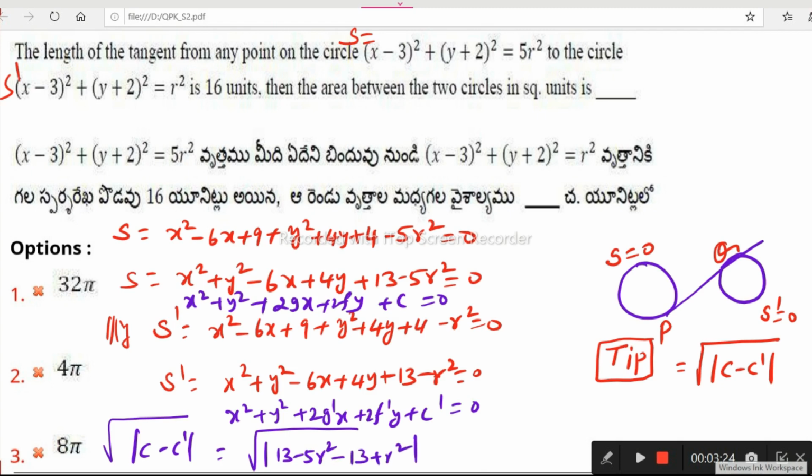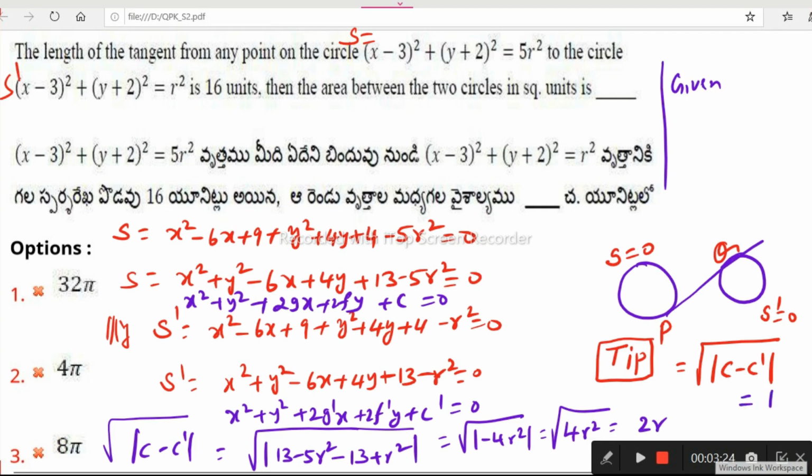Okay na. ఇప్పుడు minus 13 plus 13 cancel అయిపోతుంది. Root over minus 5r square plus r square is minus 4r square under modulus. అంటే minus 4r square modulus లో 4r square అయిపోతుంది. Root 4r square అంటే 2r. ఇది ఇచ్చాడు మనకి. అంటే what is given here? Given that it is given as 16. అంటే given 2r is equals to 16. What is r? r is equals to 8. Okay na, we have the r is 8.